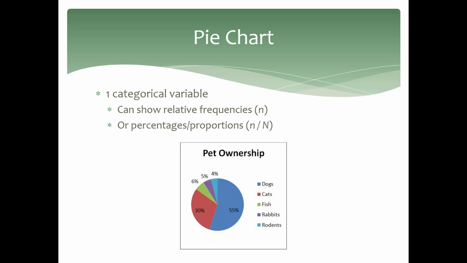Alternatively, like you see in the example here, you can show percentages or proportions of the sample that belong to each category. You can calculate that by taking the number of people who belong to each category and dividing that by the full sample size.